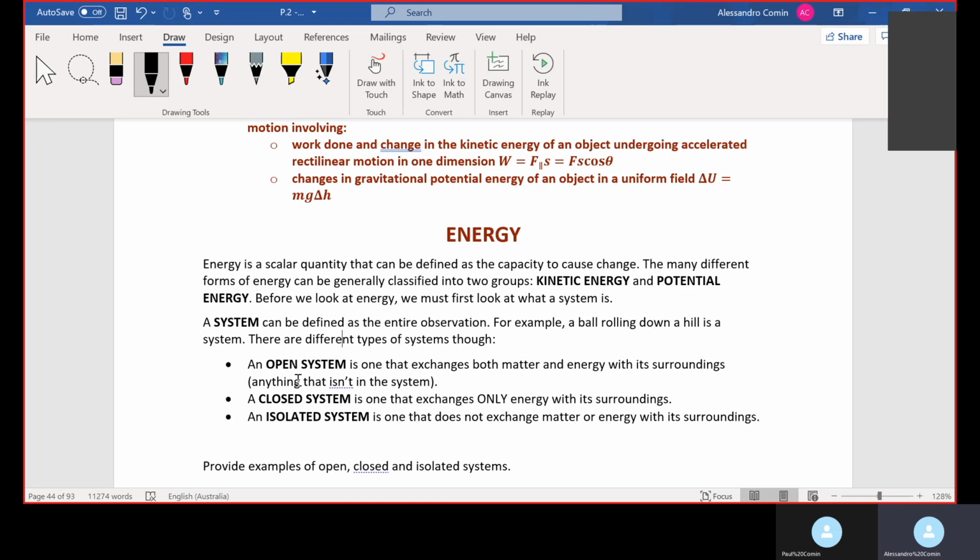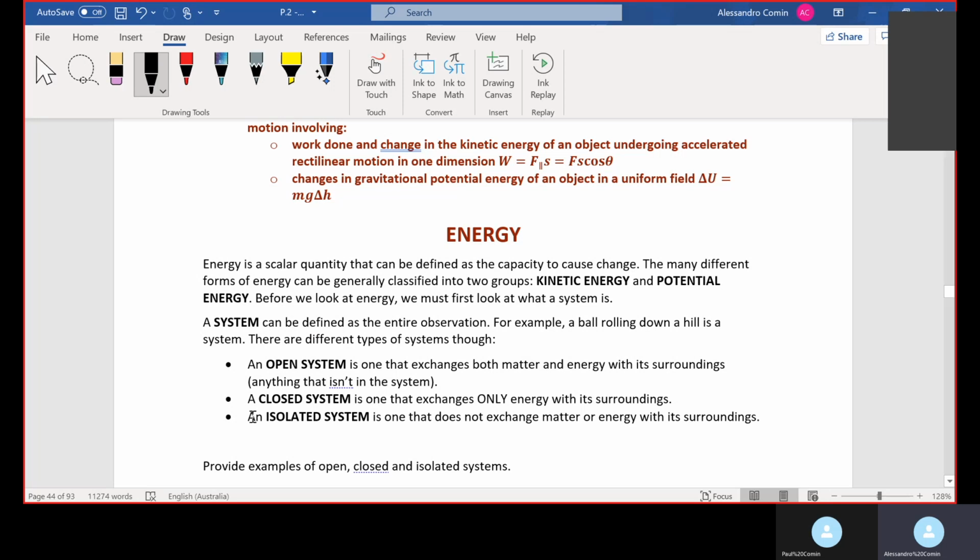So what would be an open system? Well, an open system would be pouring water into a kettle and then boiling that water. Because I introduced matter, I put water into the kettle, and I introduce energy by boiling the kettle. A closed system would be, I don't know, something like boiling a soup or cooking a soup. You're not putting anything more into the soup, but you're heating it up by introducing heat.